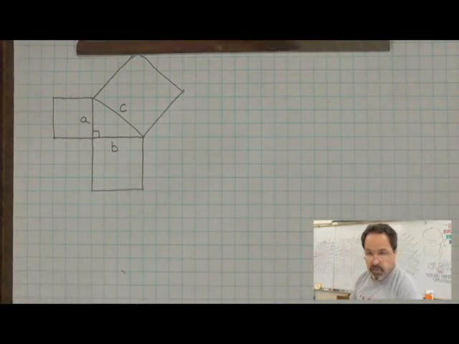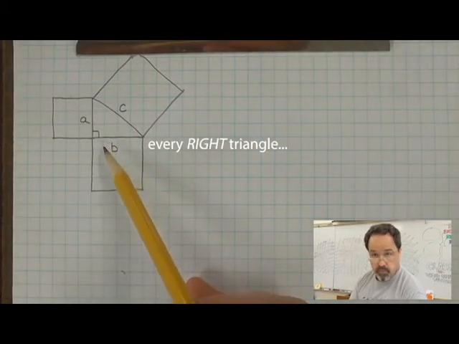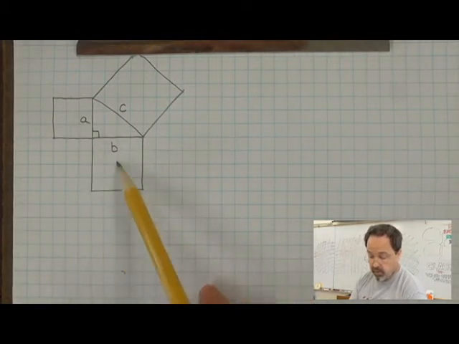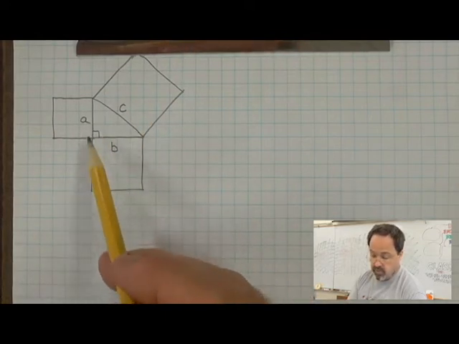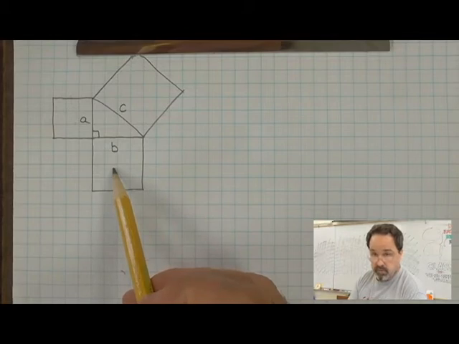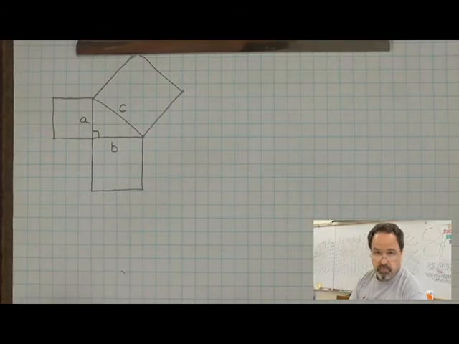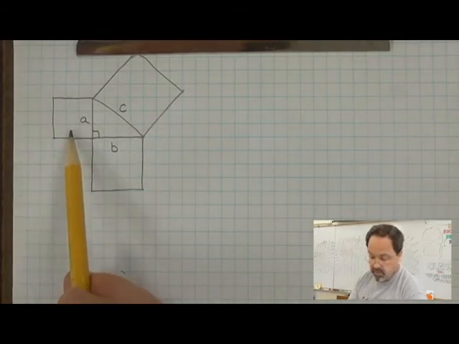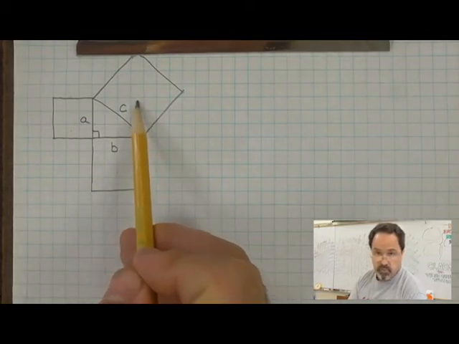Now here's what the Pythagorean theorem shows and says. For every right triangle, we can form squares from their sides, and adding the two squares formed by the legs will equal the area of the square formed by the hypotenuse. This A squared plus this B squared will always be equal to this C squared.